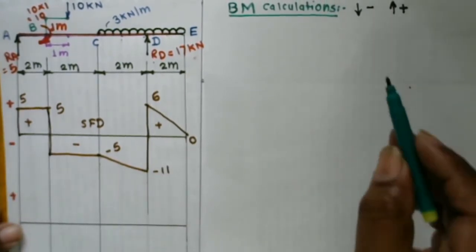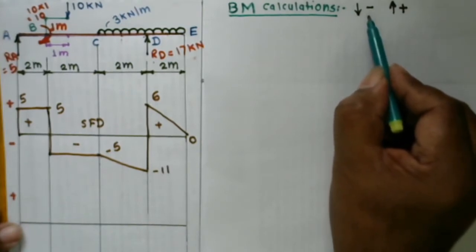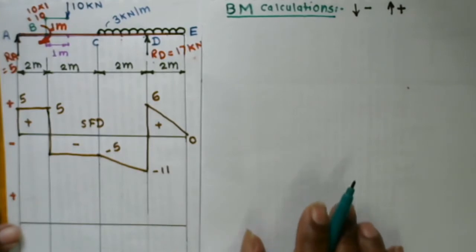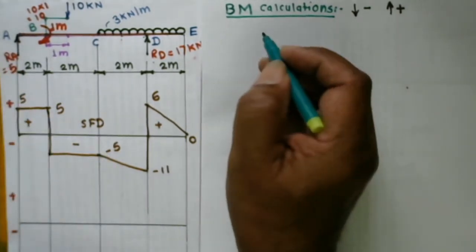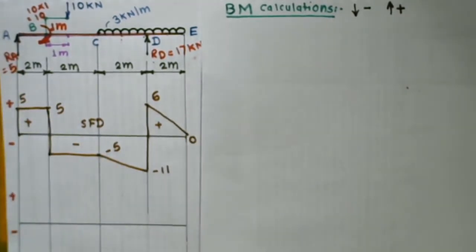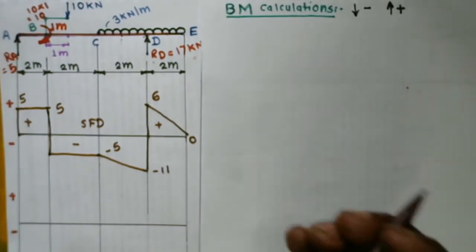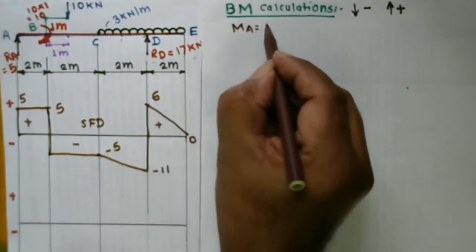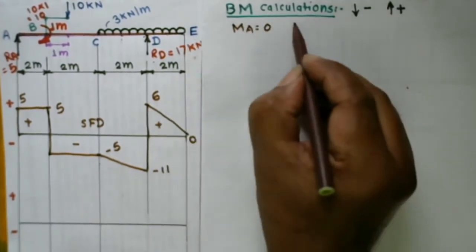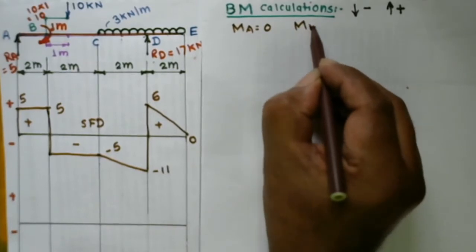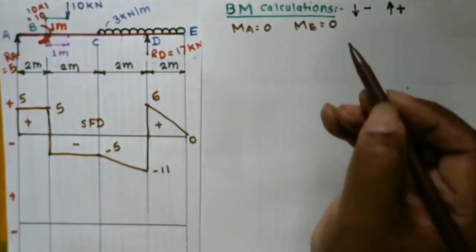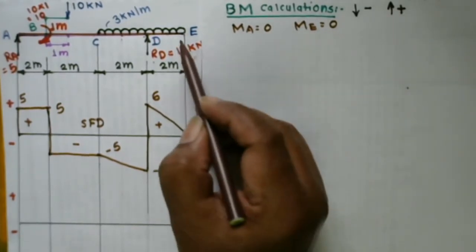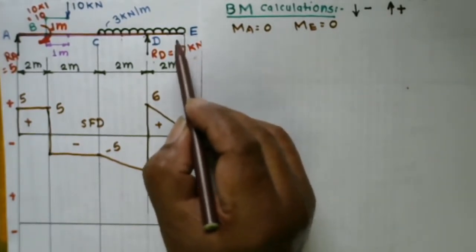Okay, so for that the sign convention is downward force negative, upward force positive. We know that at the free end bending moment is always 0. So in that case we may say that bending moment at point A is equal to 0. Similarly E point is also a free end, so bending moment at E is also 0. Bending moment at point A and at point E is equal to 0. We are calculating the moments from right to left.